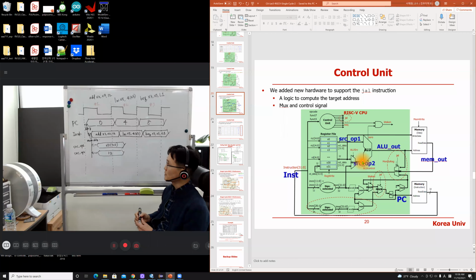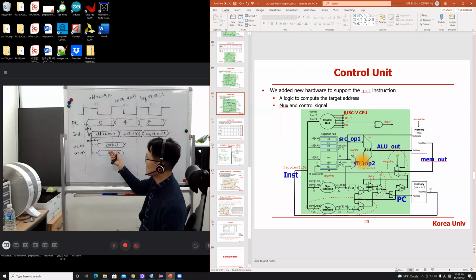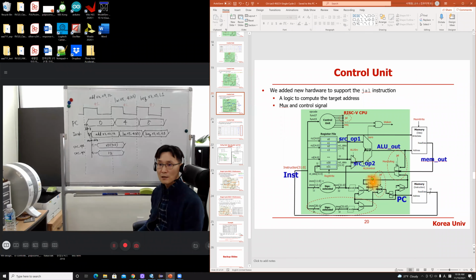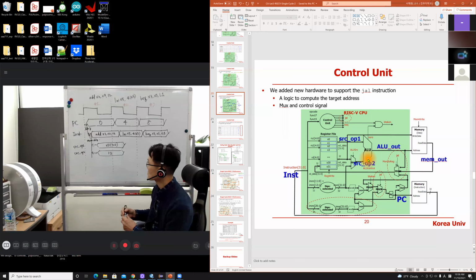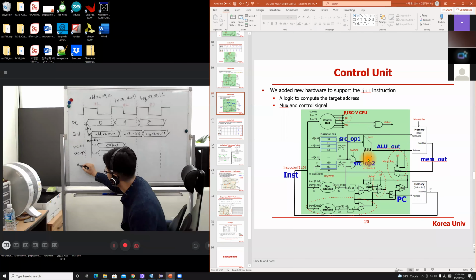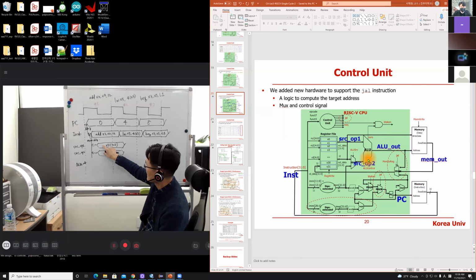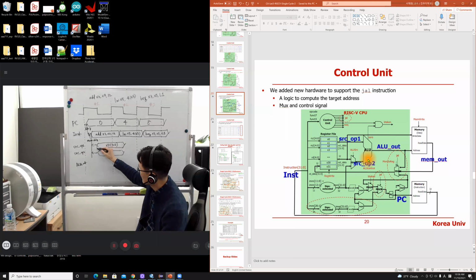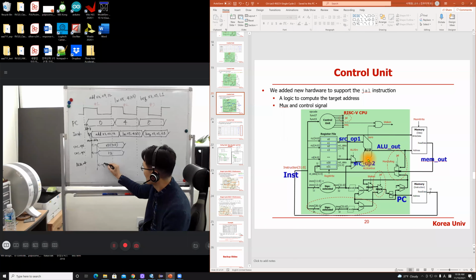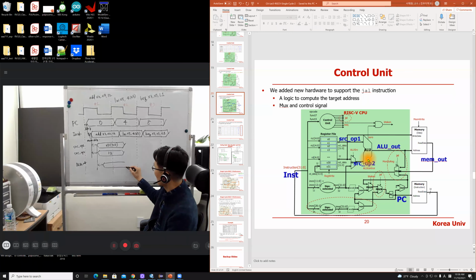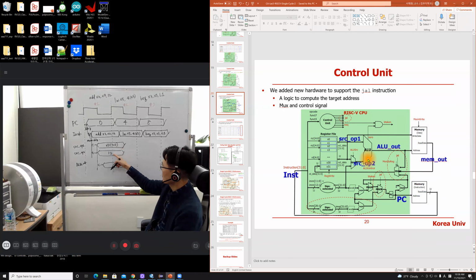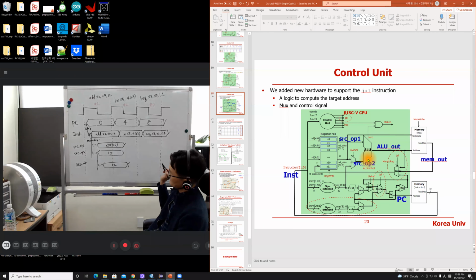Then the addition instruction, right? The control logic generates the addition control signal for the ALU. So the ALU out will be, after providing these two source operands and after some delay, 0 plus 12, 12. That will be available like this.